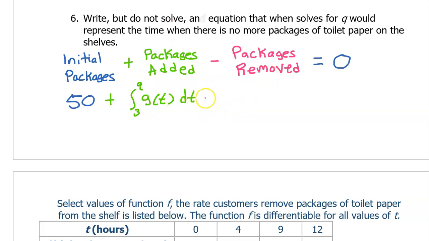Packages removed, we will subtract, and this time we will integrate using f of t, which is the rate at which packages are removed. Packages are removed the entire time, so we will integrate from 0 to Q. And this should all equal 0.